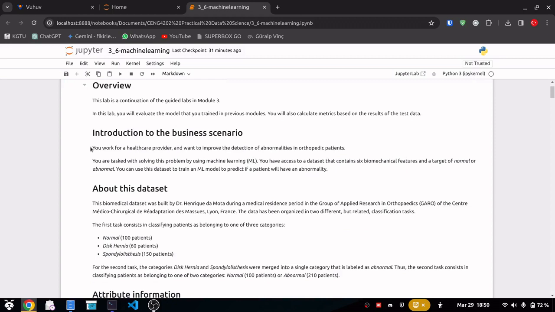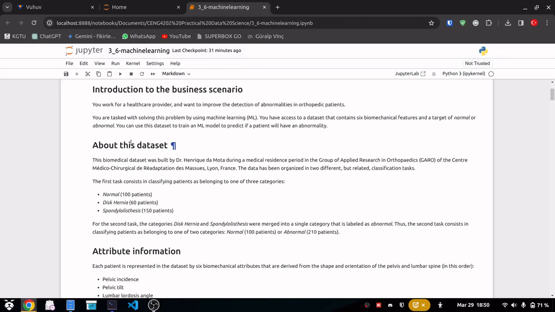Introduction to business scenario. You work for a healthcare provider and want to improve the detection of abnormalities in orthopedic patients. You are tasked with solving this problem by using machine learning. You have access to a dataset that contains 6 biomechanical features and the target of normal or abnormal. You can use this dataset to train ML models to predict if a patient will have an abnormality.